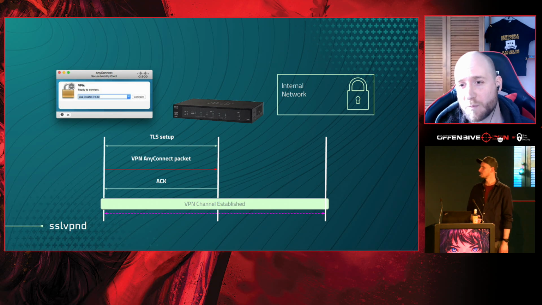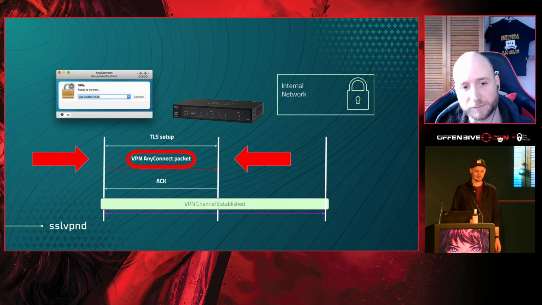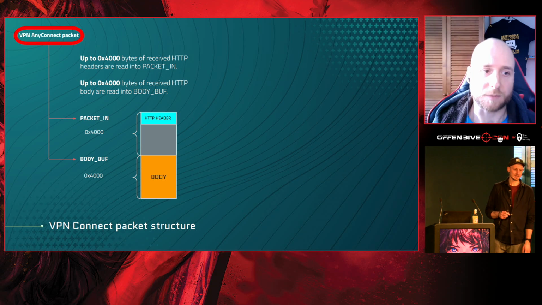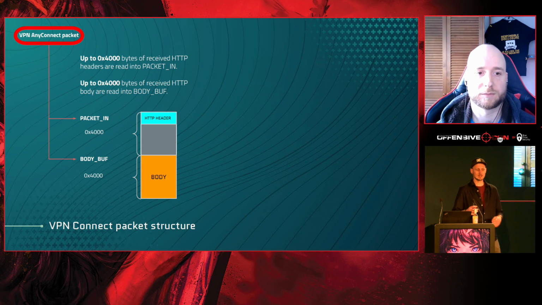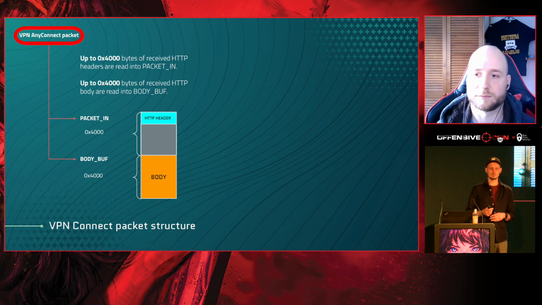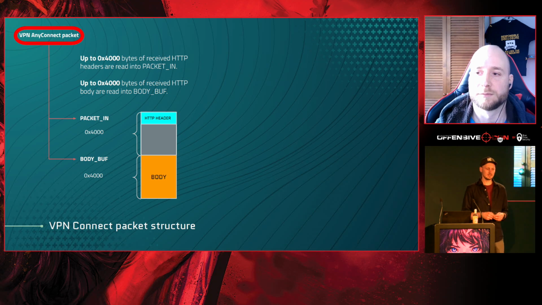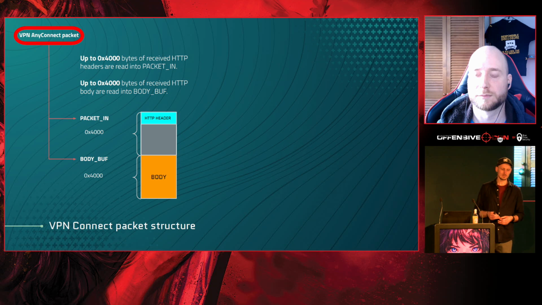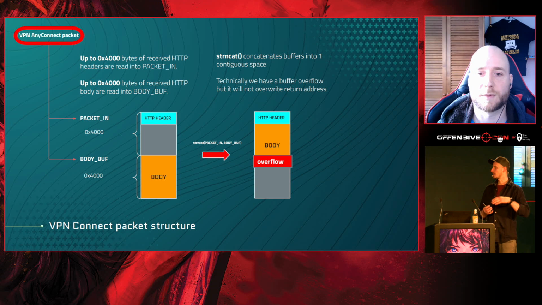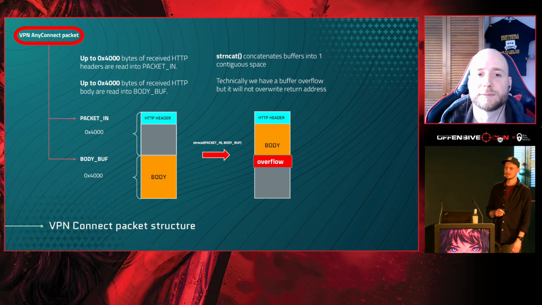So we found a vulnerability in the AnyConnect packet. It's a very, very simple one, actually quite surprising. When the AnyConnect packet comes, it is in the form of an HTTP header and a body. A function reads the HTTP header into the packet in buffer, which is 0x4000 in size. Then the HTTP body is read into the body buffer, also 0x4000 in size. But if you notice, there is some space between the HTTP header and the body. So there's a string encode function which tries to move those two pieces of data together into one contiguous space.